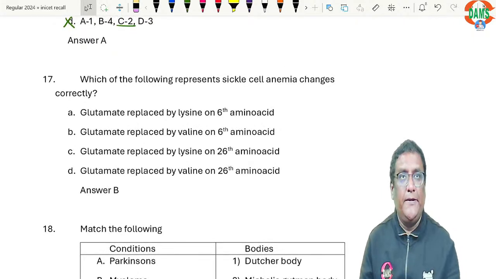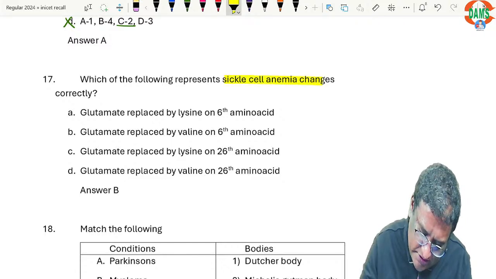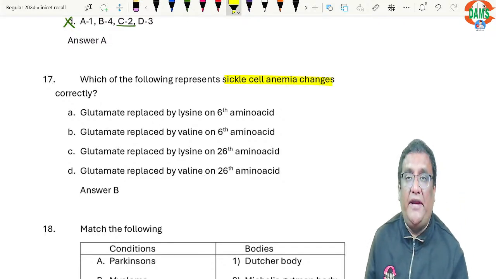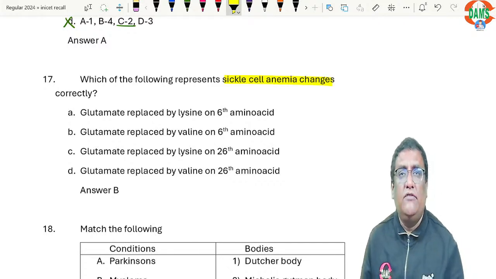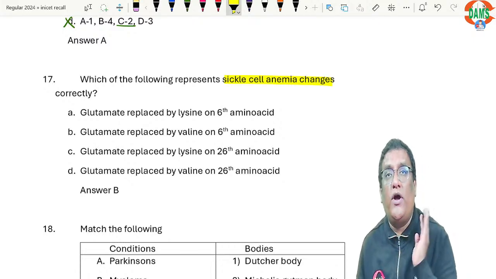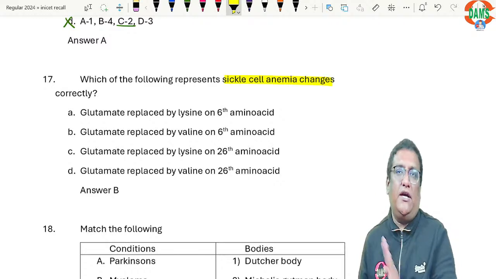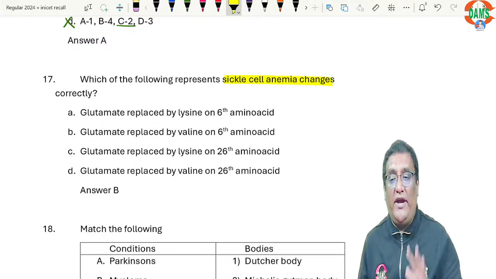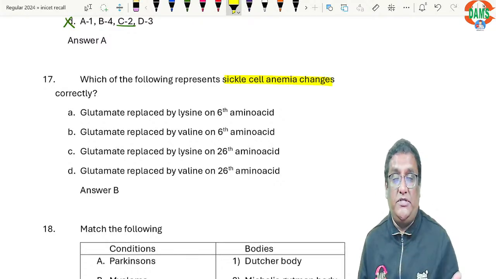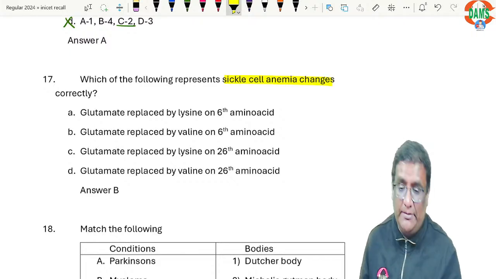Which one of the following represents sickle cell anemia changes? From yesterday onwards, I have been getting messages that there are students who have scored a 100% strike rate in pathology just by class notes. That's more than enough, and from that they have scored 100%. Even if somebody has attended the test and discussion as well.